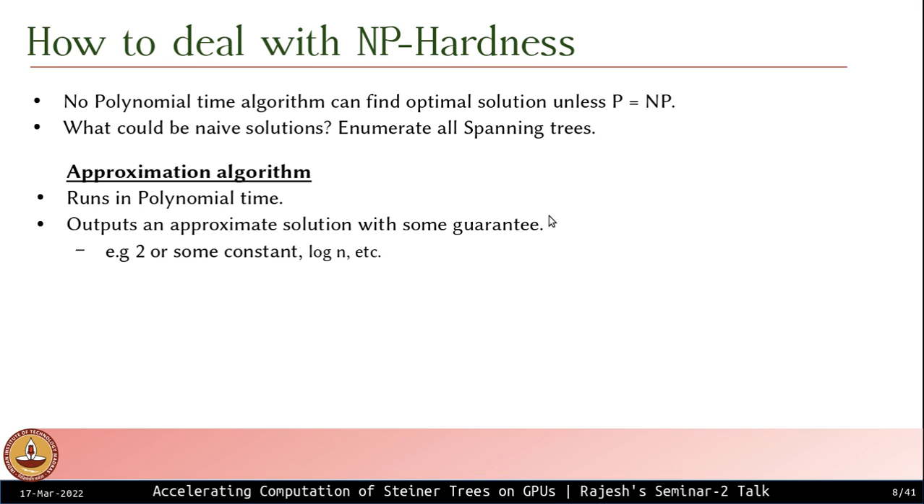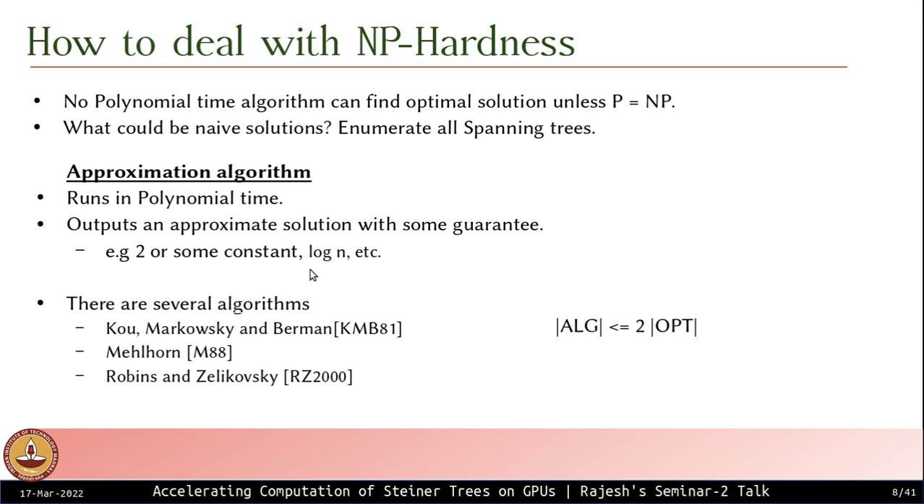An approximation algorithm runs in polynomial time, right? It outputs an approximate solution with some guarantee, for example 2 or some constant. For example, the solution output by the algorithm will be 2 times away from the optimum, or some constant times away from the optimum, or maybe a function of n as well.